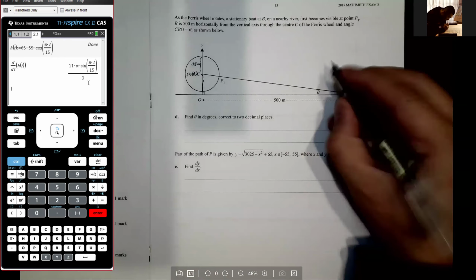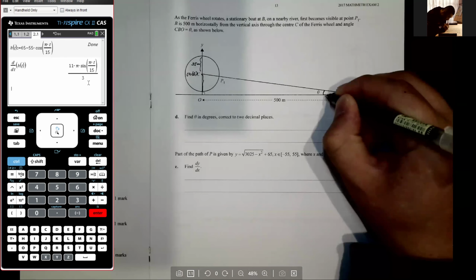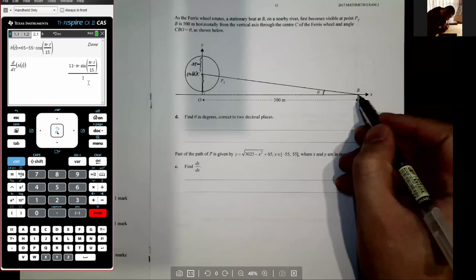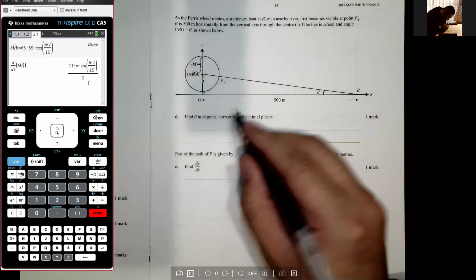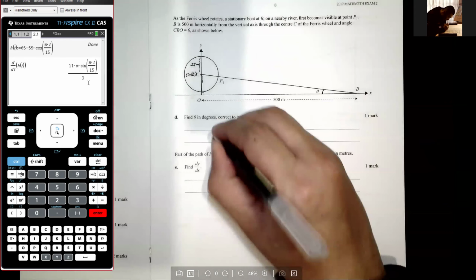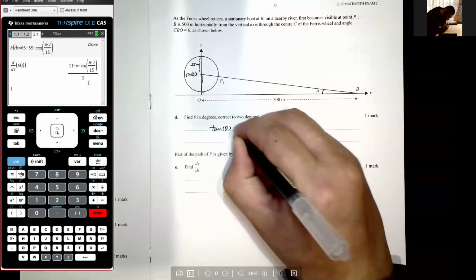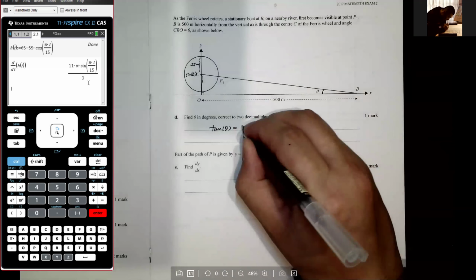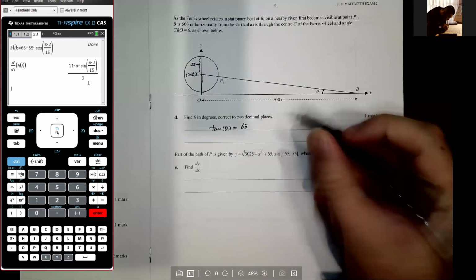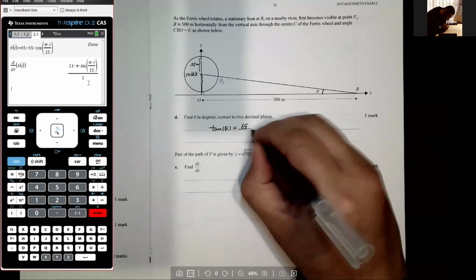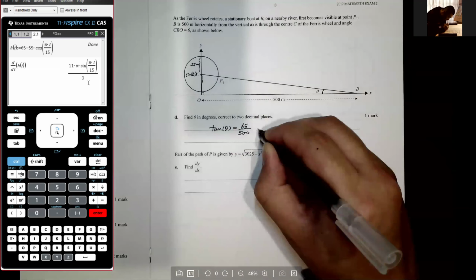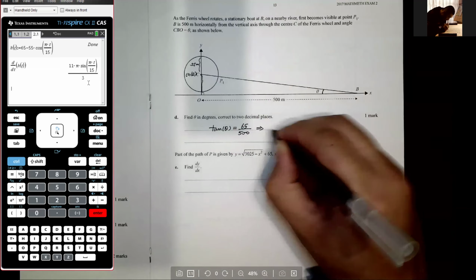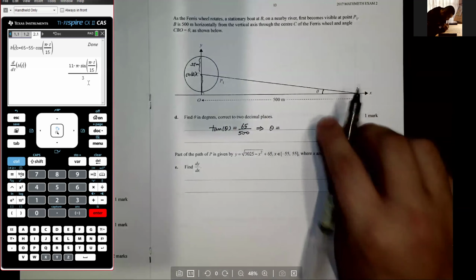According to the diagram, we want to find this angle theta, and this point B is 500 meters away, so we can use right angle trigonometry. Say tangent theta equals 65, because from C to N is 65, divided by 500. And then we can find the theta value in degrees corrected to 2 decimal places.